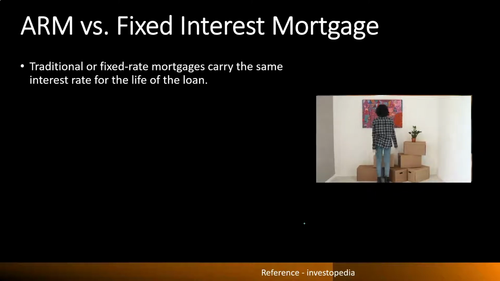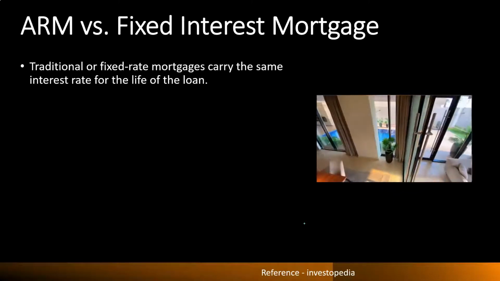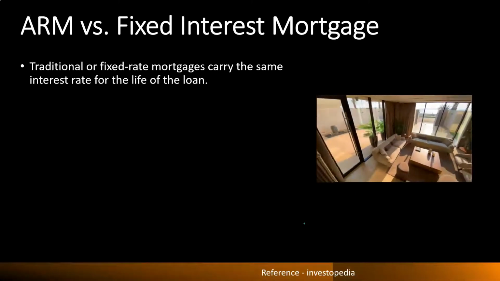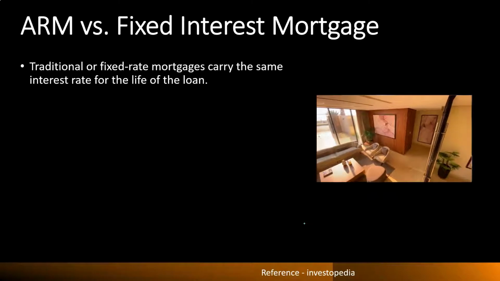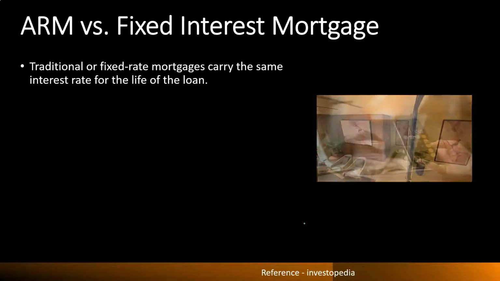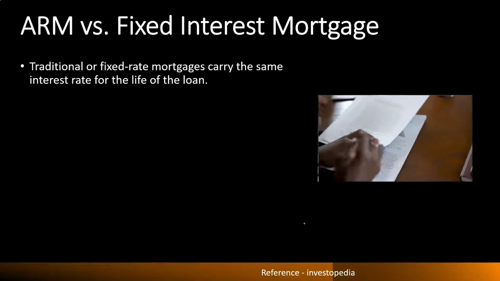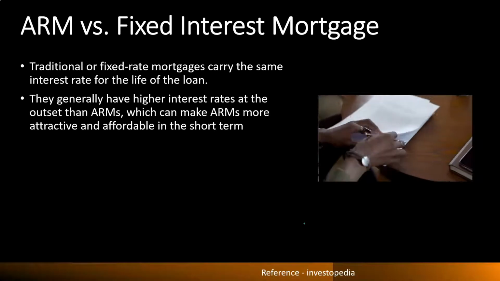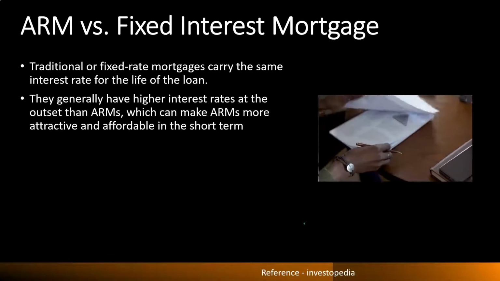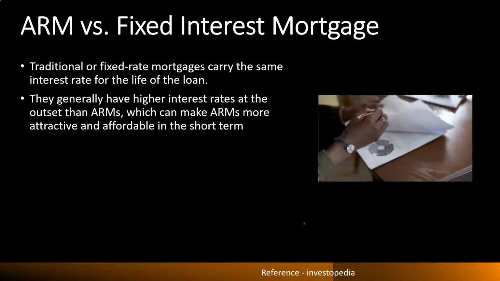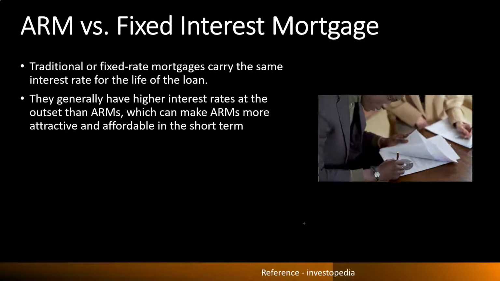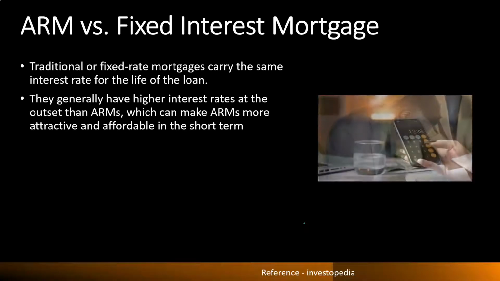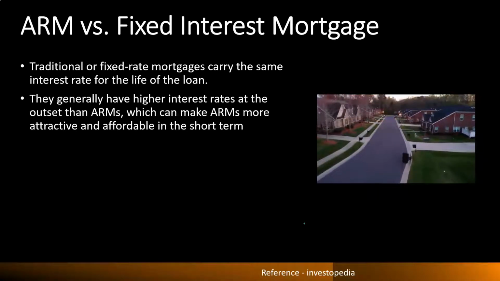The lender has a lot more risk because if you're paying them money like 30 years into the future and you're paying them the same payment and you went through an inflationary period, then you're paying them back with money that's worth a lot less than it was up front. So notice that the lender's taking on the risk. So they generally have higher interest rates at the outset than ARMs, which can make ARMs more attractive and affordable in the short term. So clearly that's the point of the ARM.